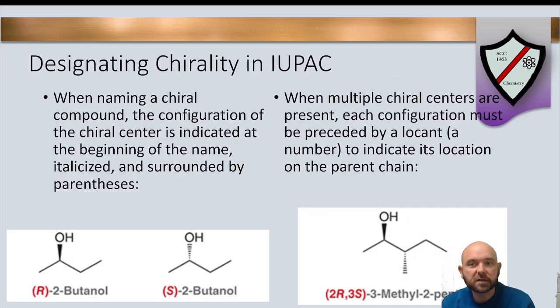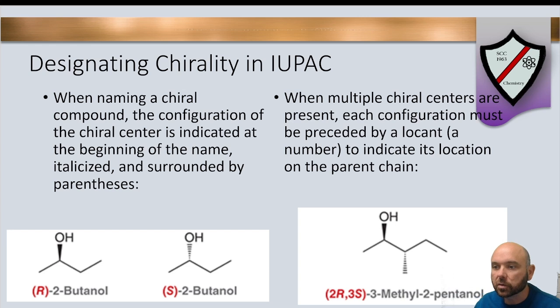So now that you know how to designate a carbon as having R or S configuration, we'll talk about how we use it in our IUPAC nomenclature system. When naming a chiral compound, the configuration of the chiral center has to be indicated at the beginning of the name, in italics, in parentheses, and followed by a dash before you start writing the name. If you have more than one chiral center in a molecule, you have to provide the locant of that configuration to say, hey, the chiral carbon at 2 is an R configuration and the chiral carbon at 3 is an S configuration, for example, in the molecule given here.